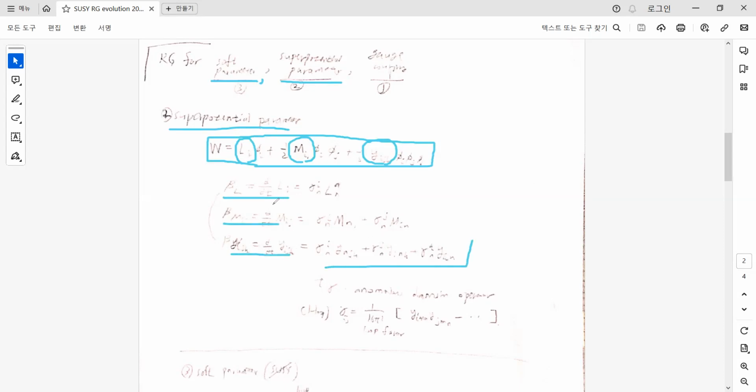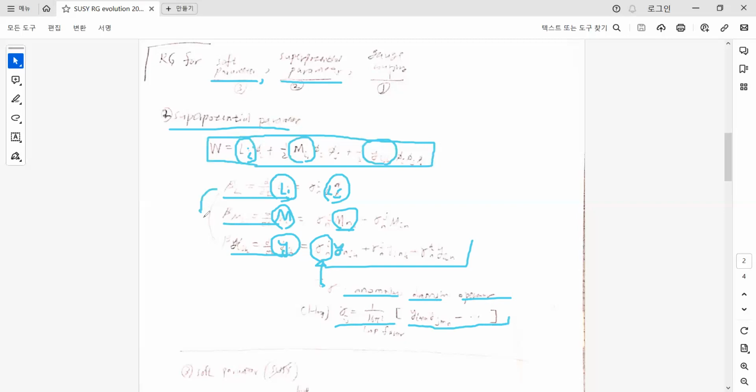And actually, each coefficient is proportional to itself. For example, the beta function of L is proportional to L with a different index, because there are L_i and L_j. And the quadratic coefficient M is proportional to M itself, and Y is also proportional to Y itself. And there is some coefficient gamma, called the anomalous dimension operator. Such an anomalous dimension operator can be obtained by calculating the loop factors and the superpotential parameters. So by using these beta functions of the coefficients of the superpotential, we can obtain the evolution of the superpotential.